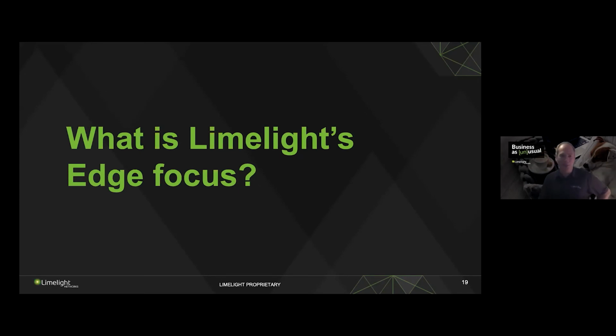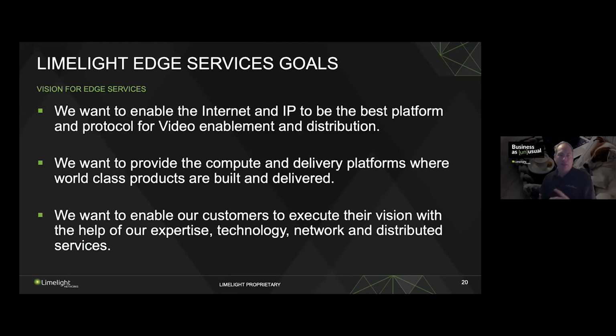So our focus, we want the internet and IP to be the best platform and protocols for video enablement and distribution. We want to be the best at distributing video and OTT video. We want to provide those compute and delivery platforms that our customers can build their world-class products on. And we want to help our customers execute their vision with the help of our expertise in technology and network.